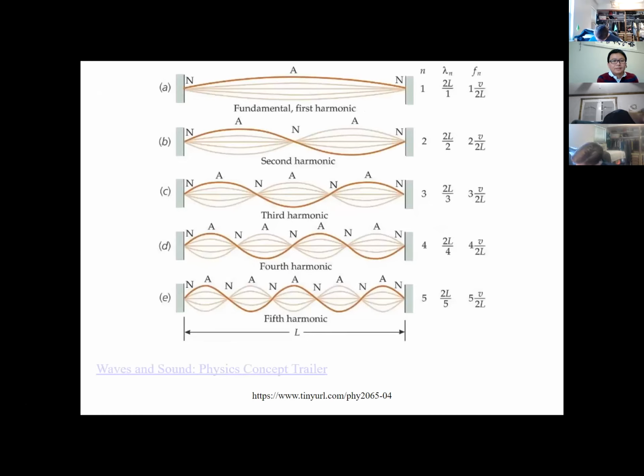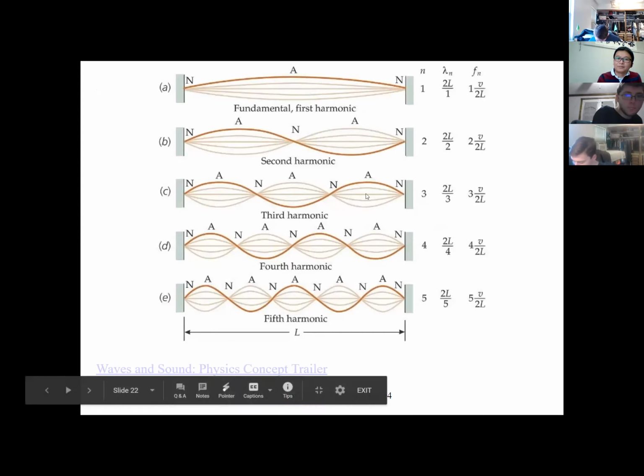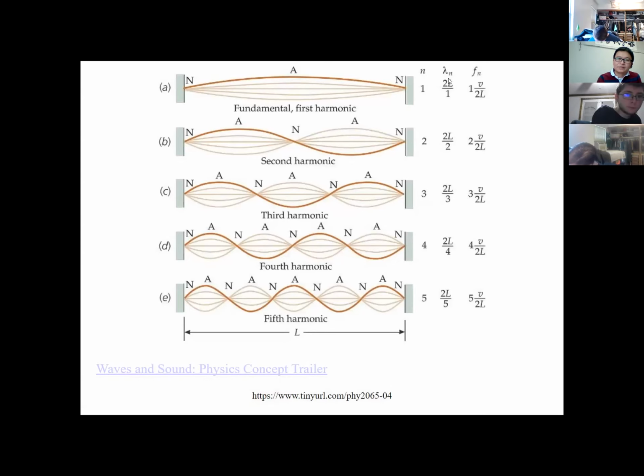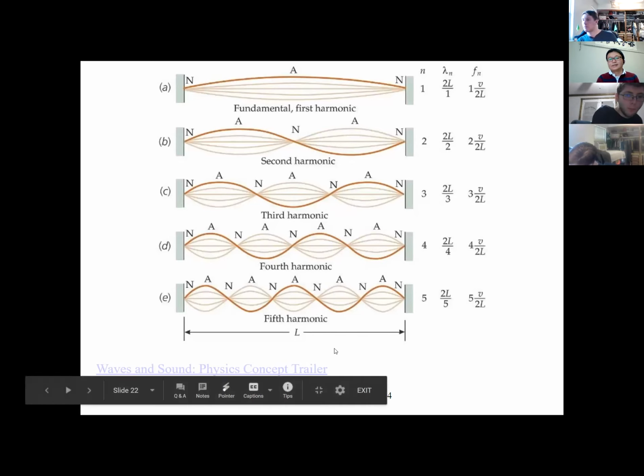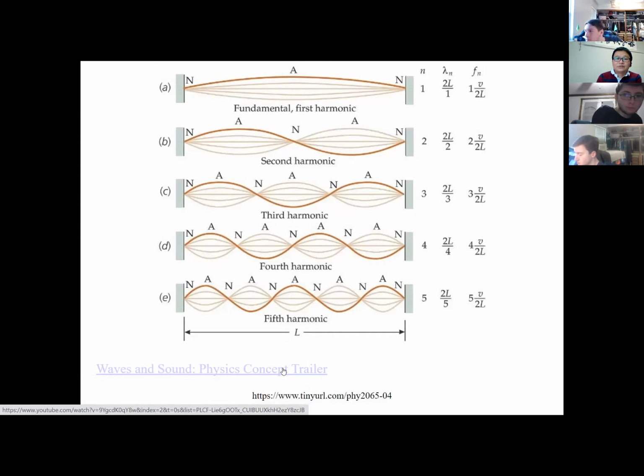And this figure summarizes the different cases, from n equal to one to five, okay? So the equations for the frequency for each harmonic, and also the wavelength for each one, okay? That's this. Now there's a short video I want to share with you guys.